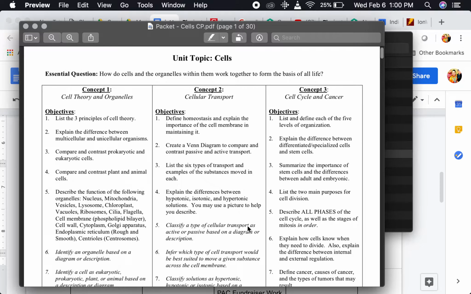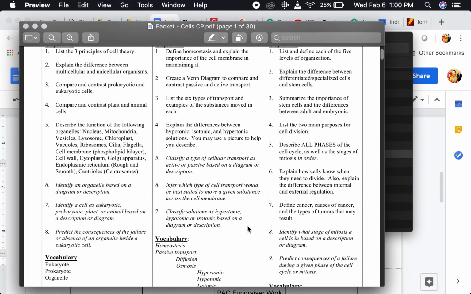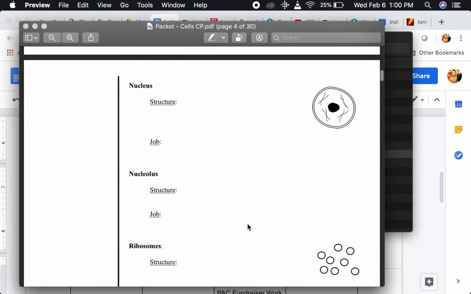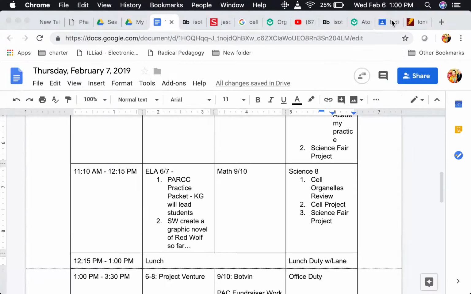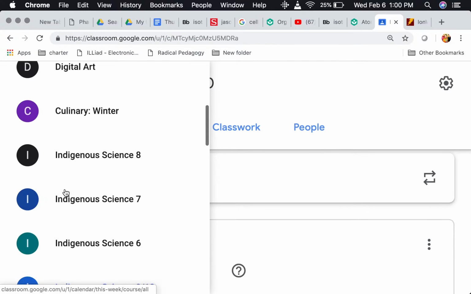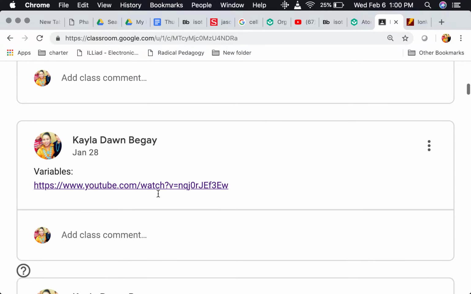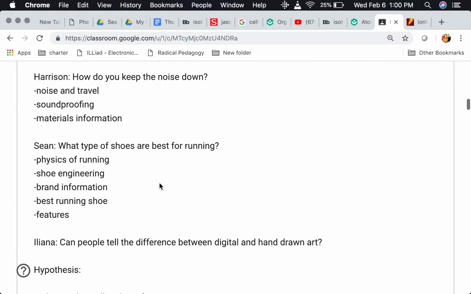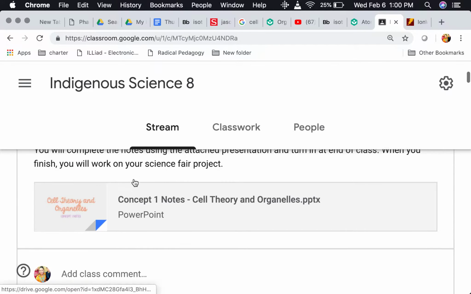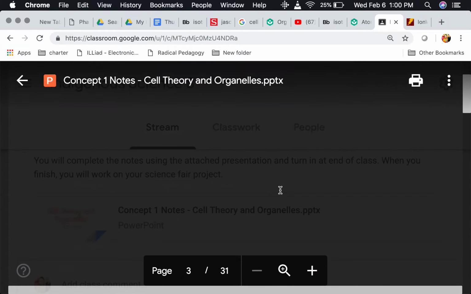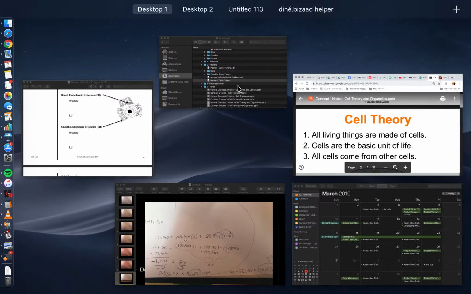I have these notes here. It was a big packet that I gave everyone. If you don't have it, I have 2 copies at the front of the classroom, so you can go ahead and pass those out. You should have filled these out using the presentation that's in your classroom. If you go to your Indigenous Science 8, I posted that last week, you should be able to view that, and you can add these into your notes. So use this whole thing to add the notes.